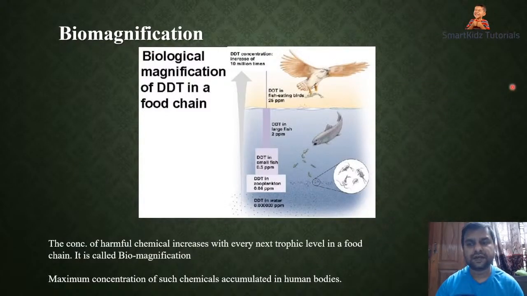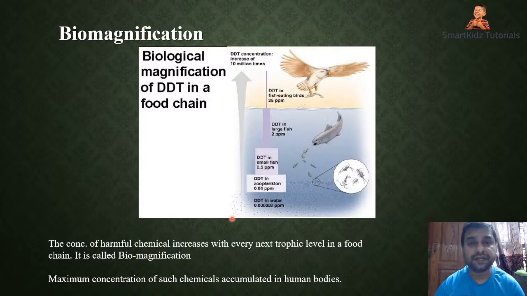Biomagnification, okay, is a term that is used to describe the increasing concentration of harmful chemicals in each trophic level in a food chain. That is called biomagnification. Here you can see how the concentration level of harmful chemicals increases. Here we are speaking about DDT, okay, which is a harmful chemical which accumulates in individuals.